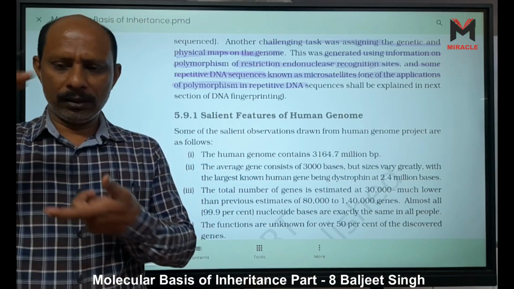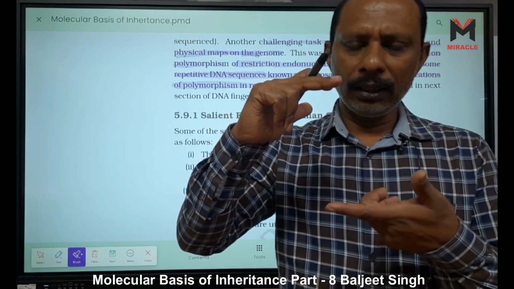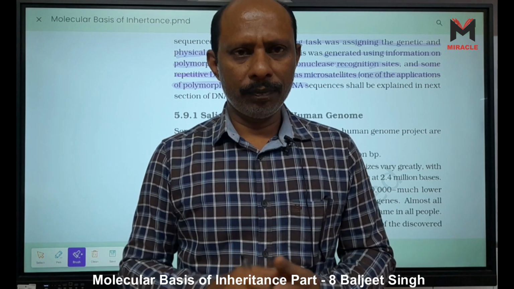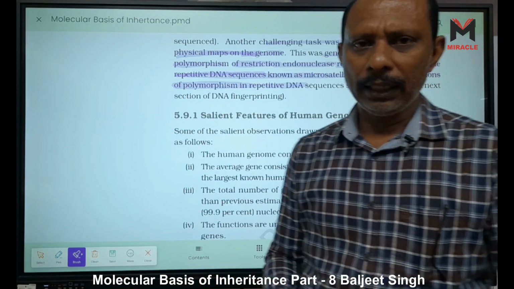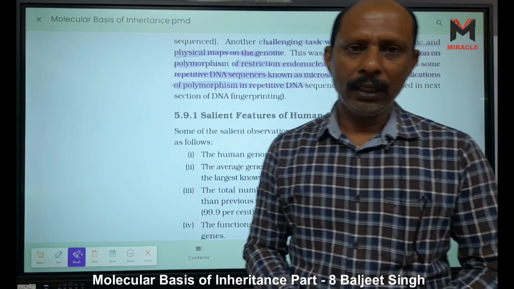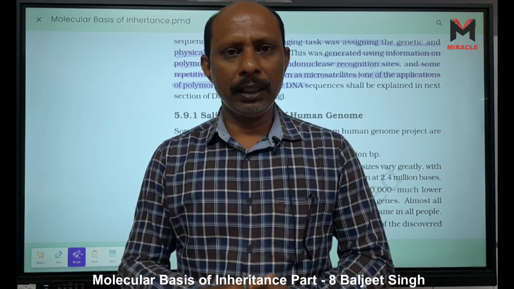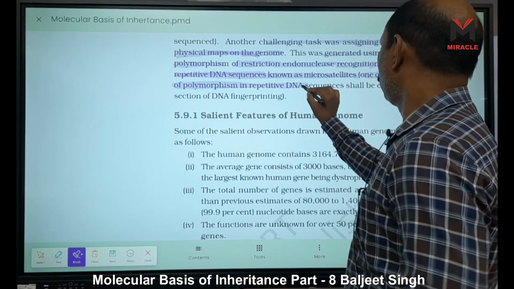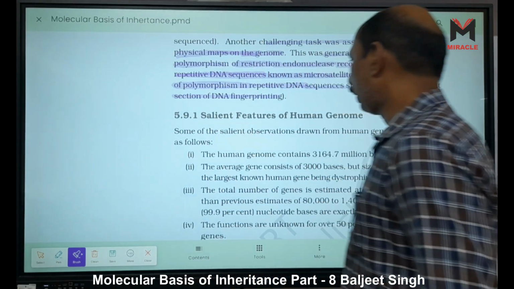So they form a stretch, that is the length of this repeated DNA. It depends upon the VNTR, variable number of tandem repeats. How many times they repeat? That depends on it. The number of VNTRs is responsible for this restriction fragment length. Okay. This will also be explained in the next section on DNA fingerprinting. We will read this one, right?